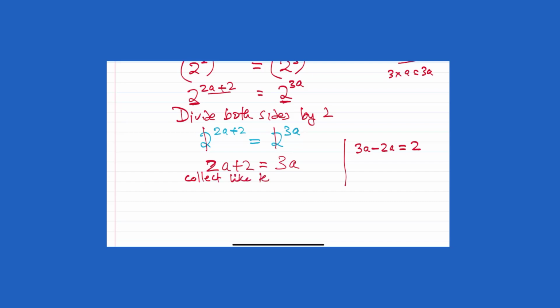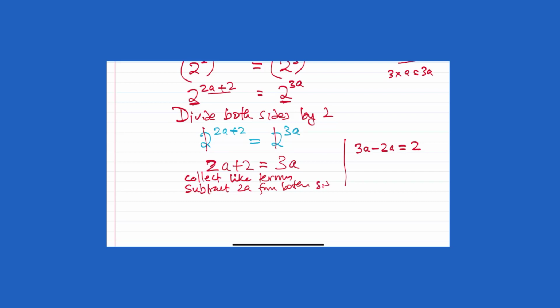So let's collect like terms. How do we collect the like terms now? We are going to move 2a to one side, or we can say add 2a to both sides. Oh, no, subtract 2a from both sides. So subtract 2a from both sides.